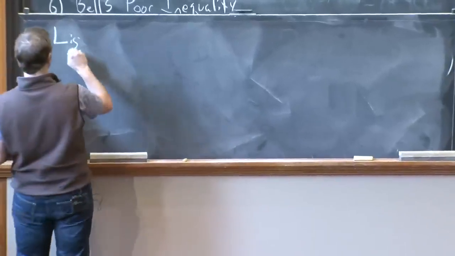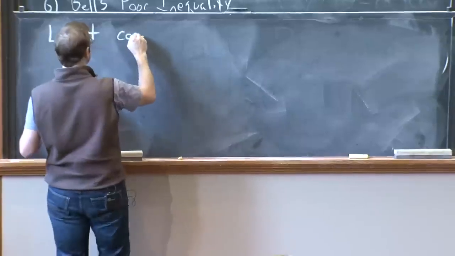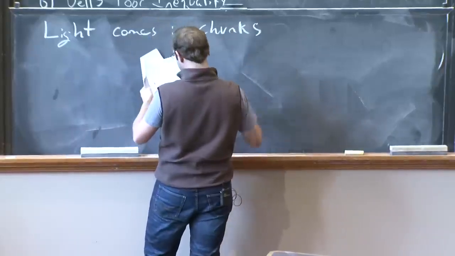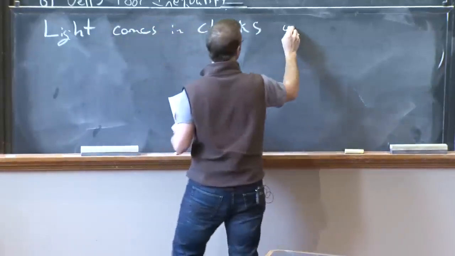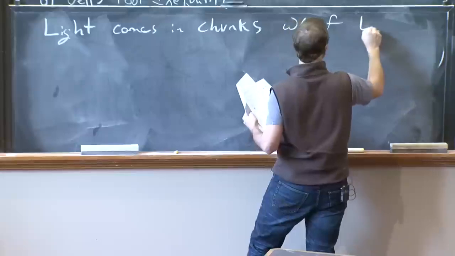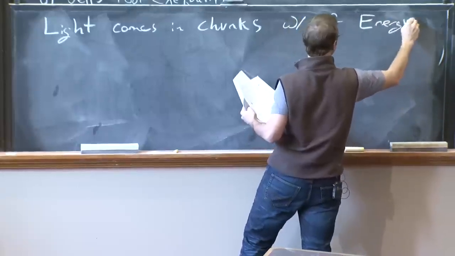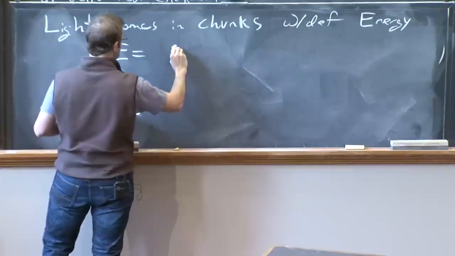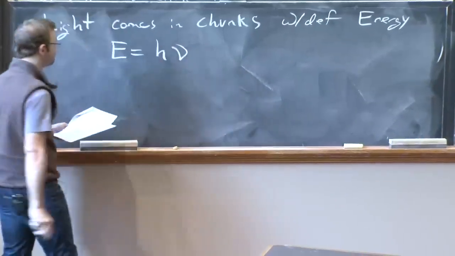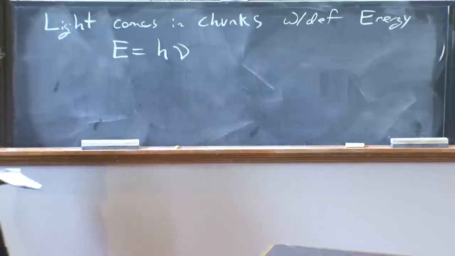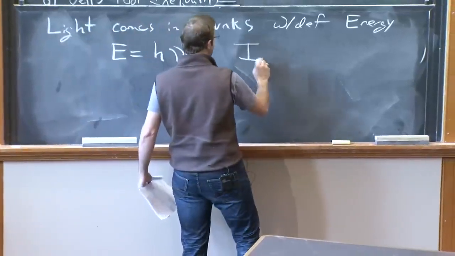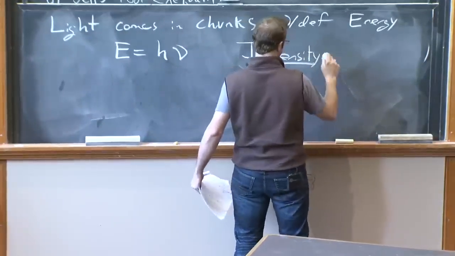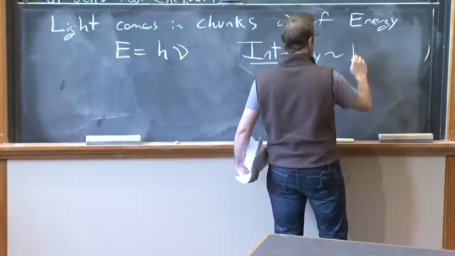that light comes in packets or chunks with definite energy. And the energy is linearly proportional to the frequency. Energy is equal to something times nu, and we'll call the coefficient h. Okay? The intensity of light, or the amplitude squared, the intensity is like the number of packets.